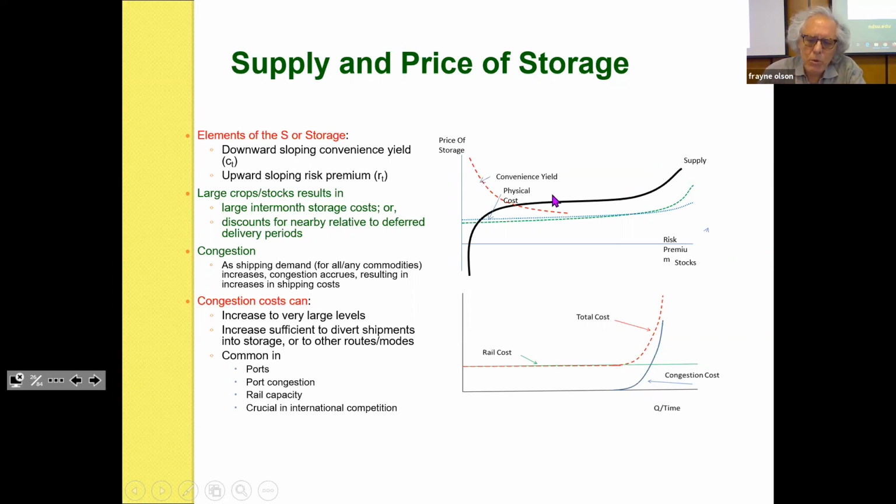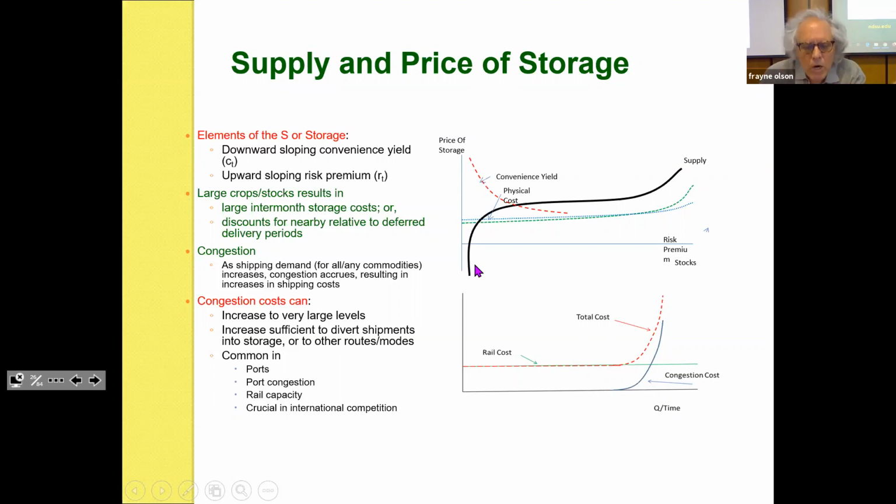And this black bolded line is our theoretical supply of storage. What it says is that when we have very high stocks-to-use, that price spread will become very large. But as the stocks-to-use ratio goes down, it's flat for a long period, and then it becomes lower, and then eventually becomes negative. And that's what we call an inverted market.